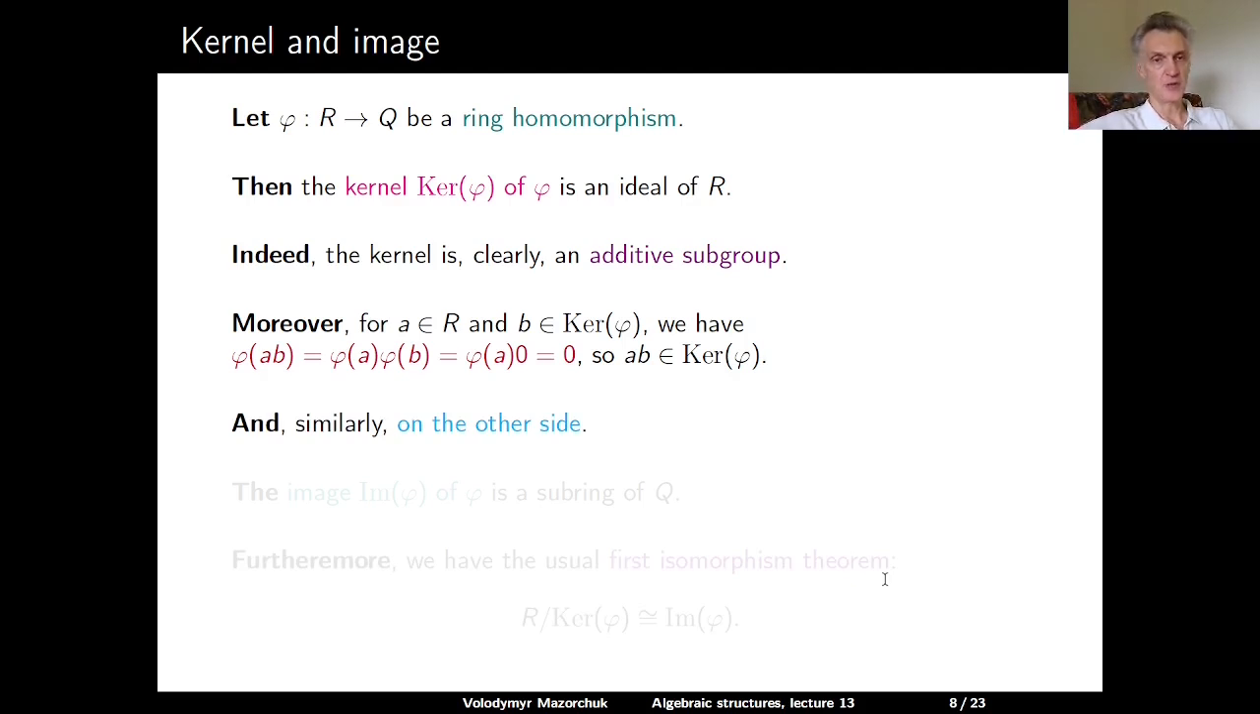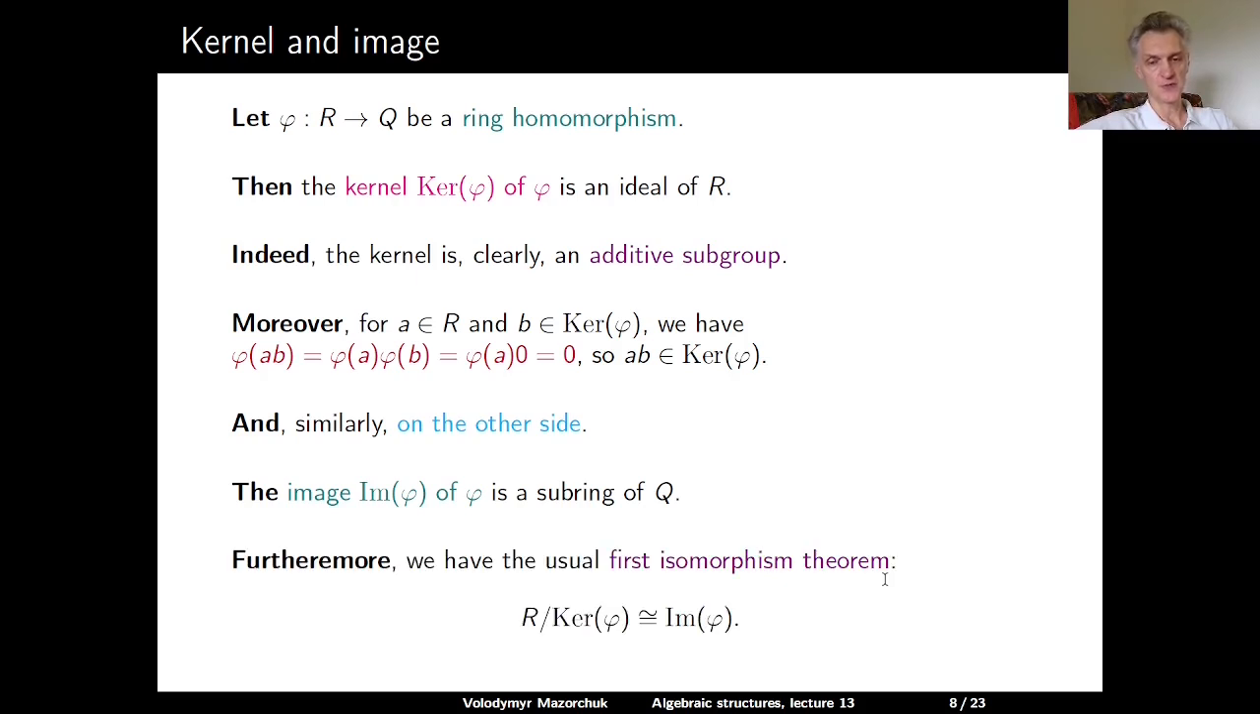So the kernel of any homomorphism is an ideal in R, and the image of any homomorphism is, of course, a subring in the target ring Q. If we take the first isomorphism theorem from group theory, we get that the quotient of the original ring R modulo the kernel of phi is isomorphic to the image of phi. So we have the first isomorphism theorem in the context of rings.